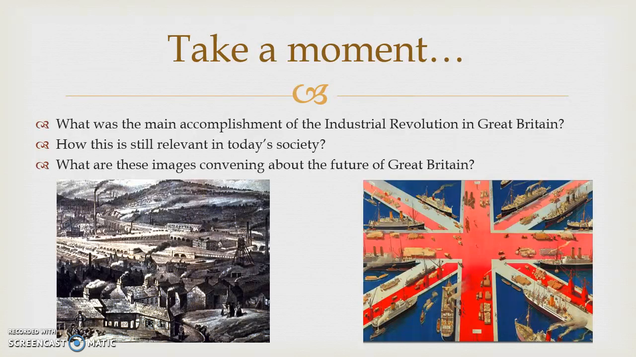For example, for what the images are conveying about the future of Britain: the one on the left shows a very negative impact of pollution and the loss of farmlands, while the one on the right shows a possibility of profit, with other countries coming into England to make their own benefits and working class improvements.